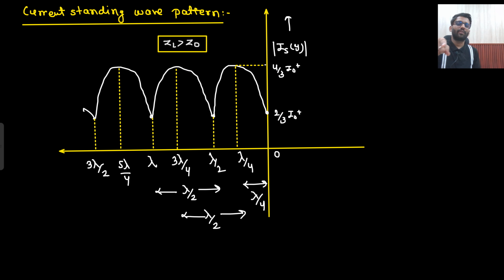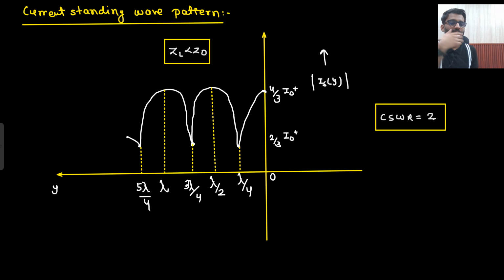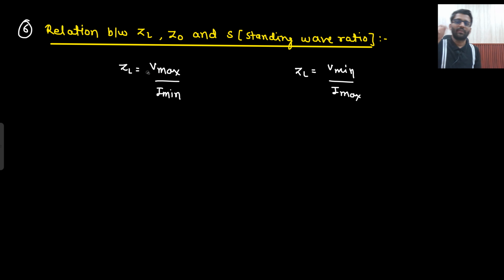And in the previous case, what will be the case? Here ZL is greater than Z naught. So at the load you are having V max and I min. So V max divided by I min. Okay, so let's write it down. So the relation between ZL, Z naught and standing wave ratio, what that relation will be, we will check it out.